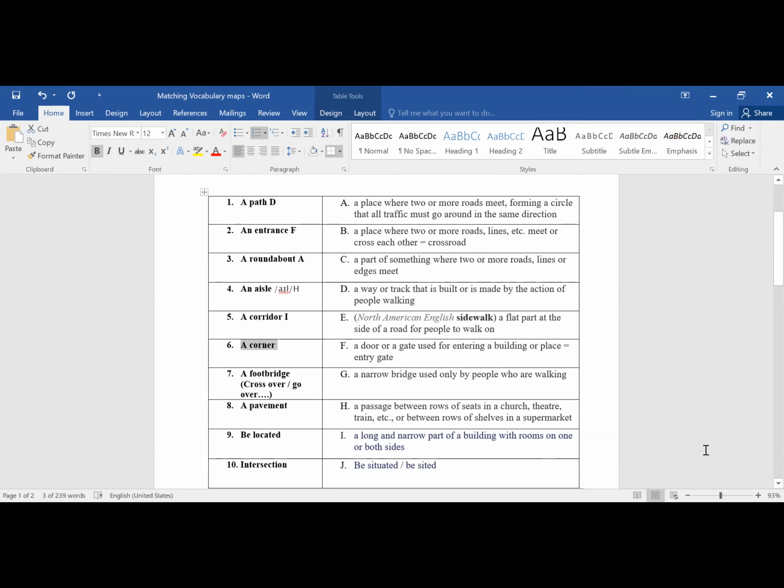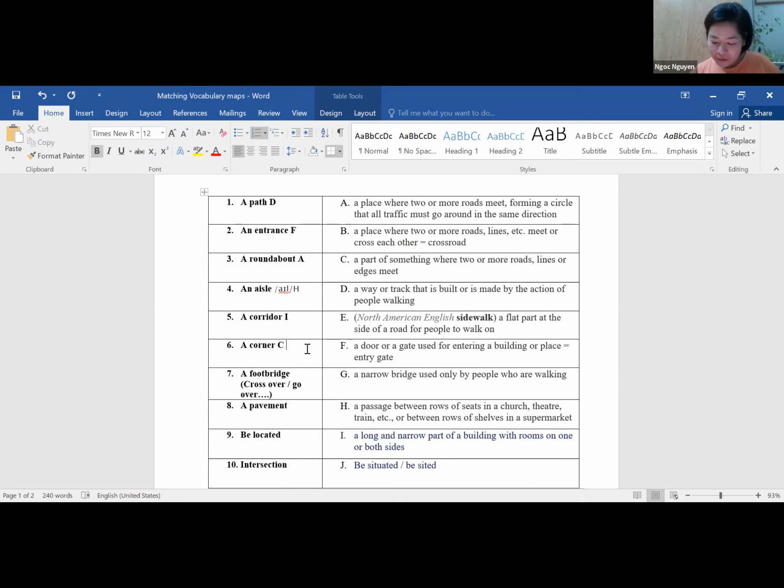The corner, I match with C. Letter C. Yes. Where different edges or lines meet. Thank you. Correct. C. And number 7, I would like to hear from Thuy Linh, please.